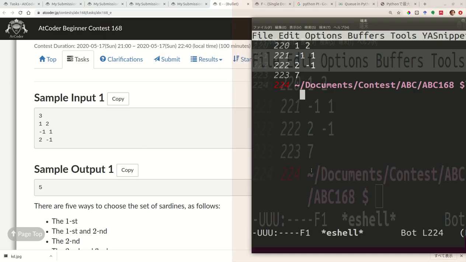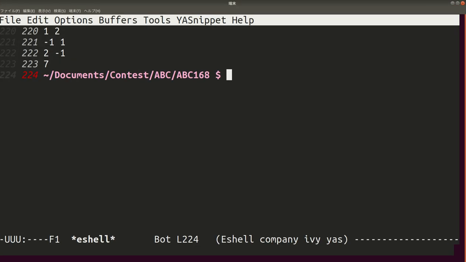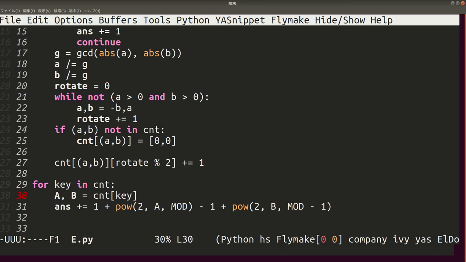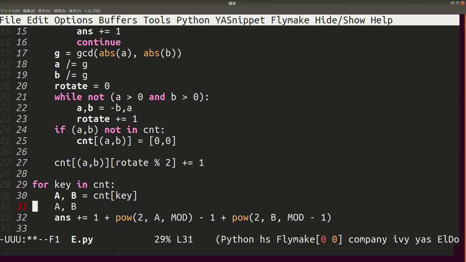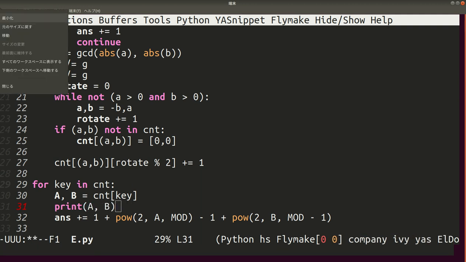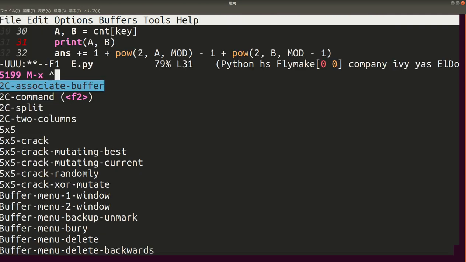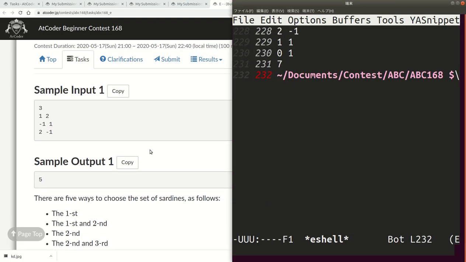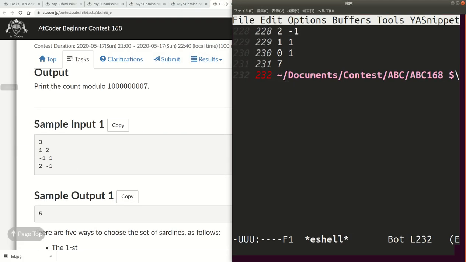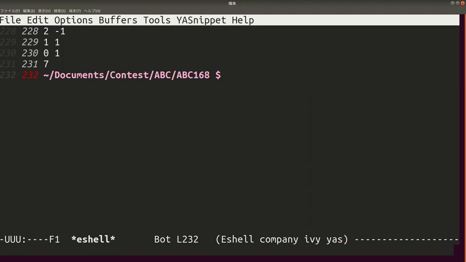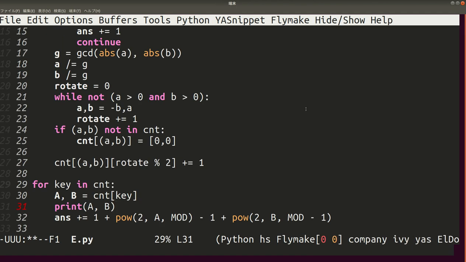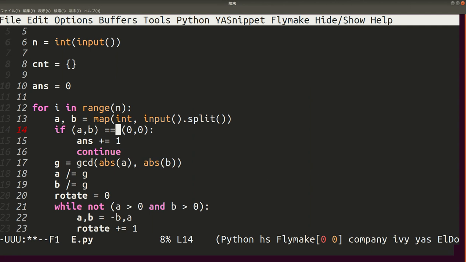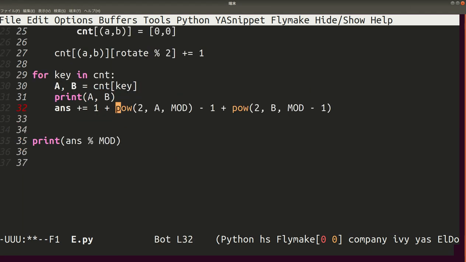Seven. Five once. Okay, so just see how it goes with A and B, print A and B. One, one, and zero, one. So 1, 2. Yeah. We just have to calculate, multiply all of this.